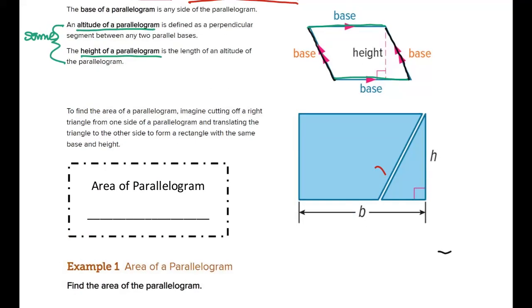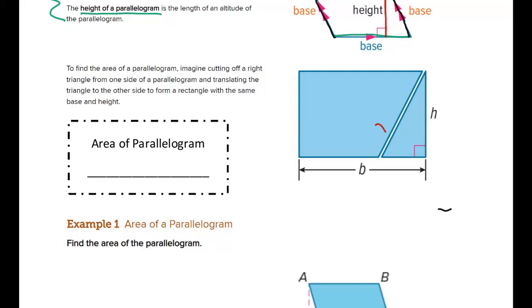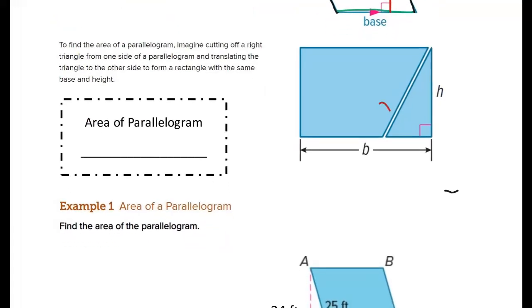All right. And then notice this is the height. So this height right here is straight up and down from the base. It makes a 90-degree angle. That is very important when you're talking about parallelograms. So the bottom says, to find the area of a parallelogram, imagine cutting off the right triangle. So this is why we come up with this formula. So what was over here, okay, as a parallelogram, we just take that and we move it down here. So now it looks like a rectangle.